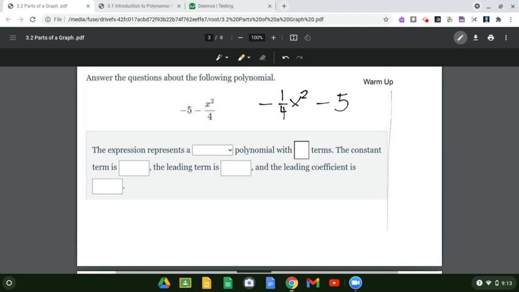The expression represents a, because it's second degree, raised to the power of 2, a quadratic polynomial. There are 2 terms, so it's a binomial. The constant term is -5. The leading term is -1/4 x squared, and the leading coefficient is -1/4. That's just a little review from the material that we went over yesterday.